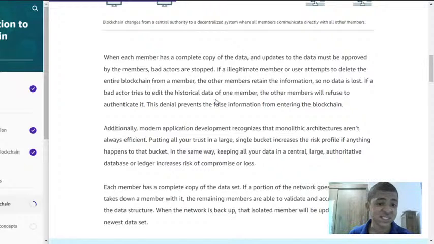Each member has a complete copy of the dataset. If a portion of the network goes down and takes down a member with it, the remaining members are able to validate and accept updates to the data structure. When the network is back up, that isolated member will be updated with this newest dataset.